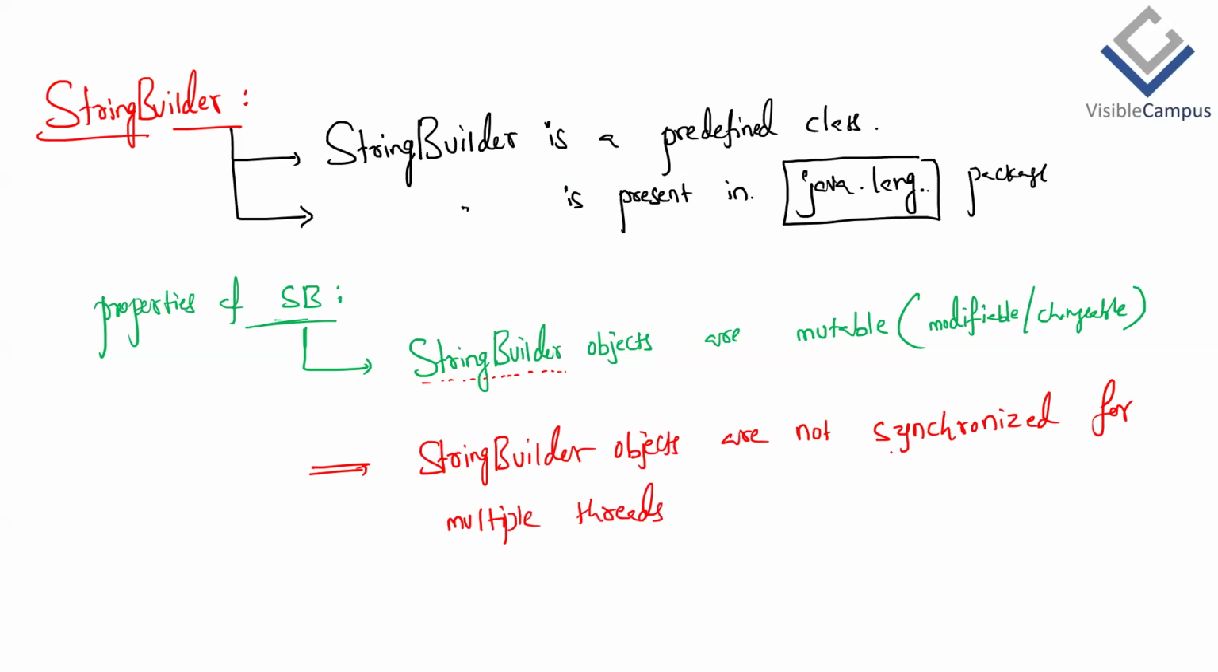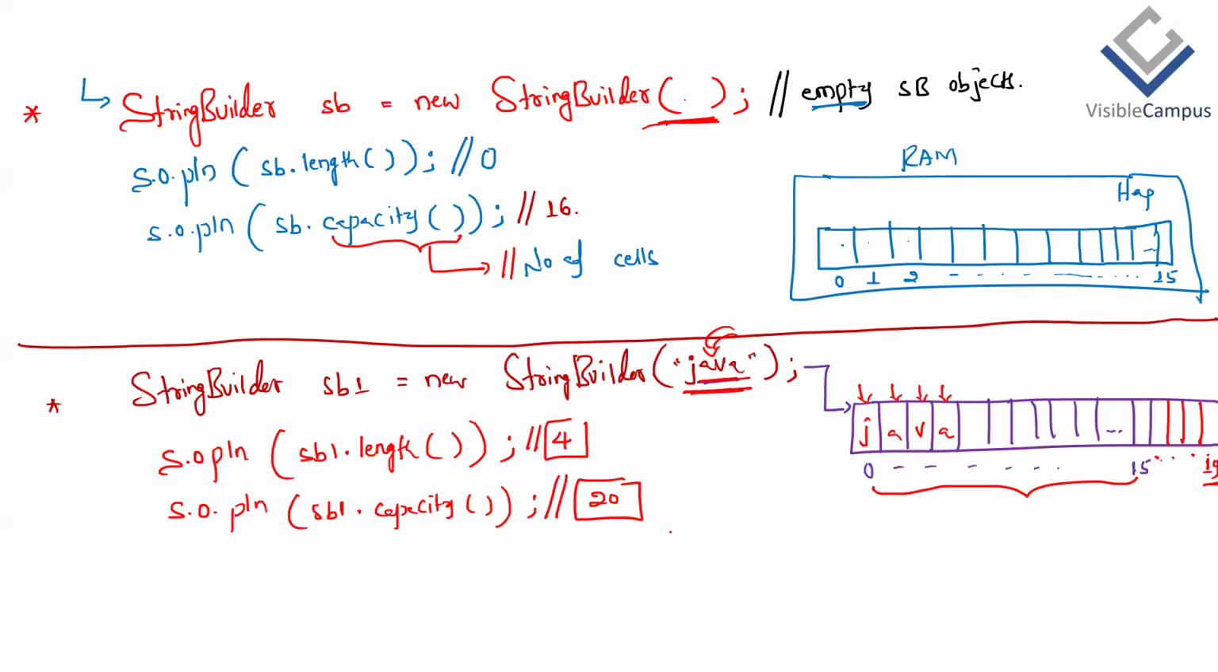So here, what is this synchronized? What is this multiple thread? What is a thread? These things we'll discuss after our next concept. I'll just convince you here, but more detail we'll discuss in the OOPS thread concept. As of now, just remember this property: StringBuilder objects are not synchronized for multiple threads. And then, empty StringBuilder object, it's a story, and StringBuilder object with value at the time of declaration, and it's a story.